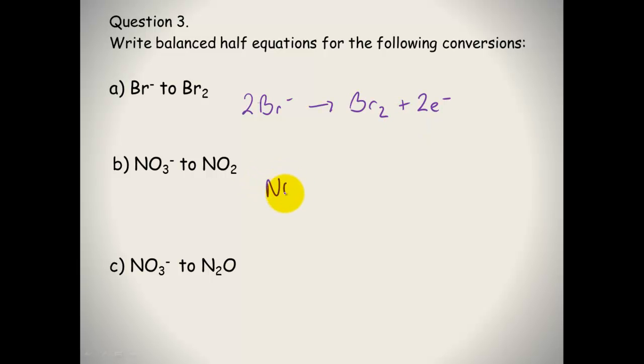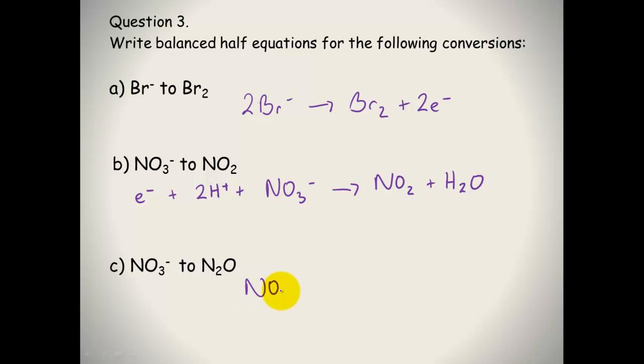So nitrate to nitrogen dioxide. First thing I need to do is balance the nitrogens. Nitrogens are balanced, there's 1 on both sides. Oxygens need to be balanced. I've got 3 on this side, I've got 2 on this side, so I need to add a water. Hydrogens need to be balanced. I've got 2 hydrogens on this side, so I'm going to need to add 2H positive on the other side, and now I just need to balance the charges. I've got 0 charge on this side, and here I've got 2 positive and 1 negative. So I'm going to need to add 1 electron on this side. Now I've got 2 negative and 2 positive, which equals 0.